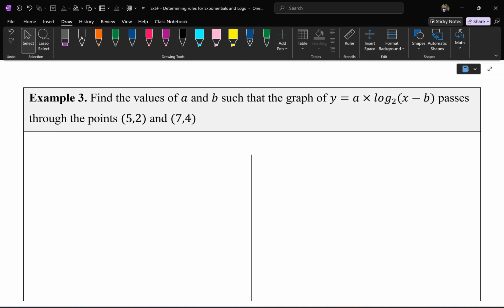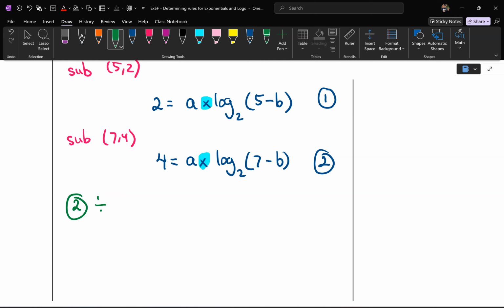Let's pause the video. New recording. So what I would have done from here is I would have done equation number 2 divided by equation number 1. So I've subbed it in. Why did I do 2 divided by 1? Because 4 divided by 2 gives me a nice whole number. 4 divided by 2 is 2.